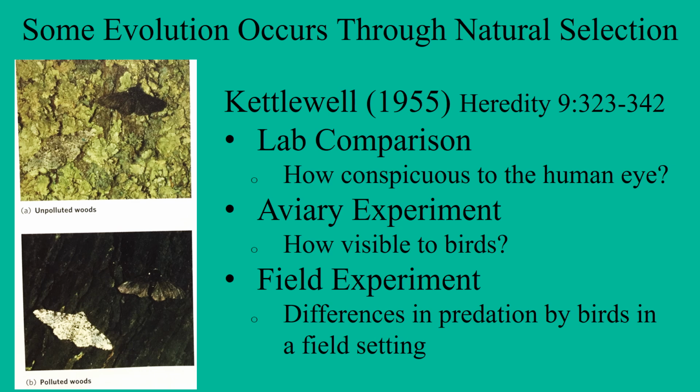In the polluted areas of Britain, the air pollution had caused the lichens on the side of the tree to be killed off. The trees were dark, but in most woods that didn't have pollution, they were covered by lichen, which is a fungus and an algae living on the outside of the trees, and that provided camouflage for the light morph.